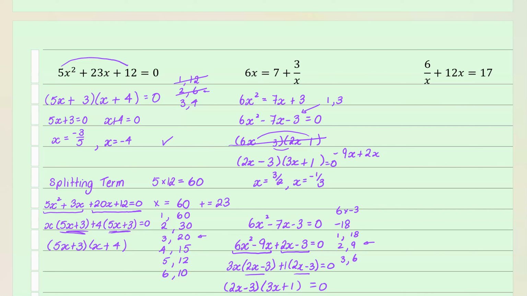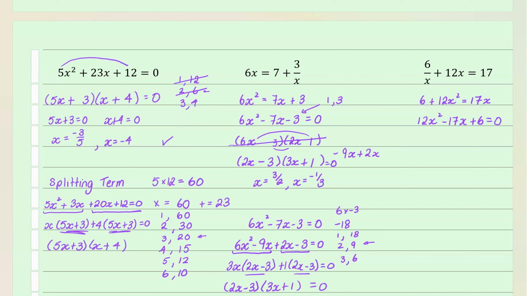All right, last one. Let's get rid of the divide by x. We're going to times through by x, so we get 6 plus 12x squared equals 17x. 12x squared minus 17x plus 6. This is one where you really do groan, because to do the first method you are going to go through a little bit of trial and error.